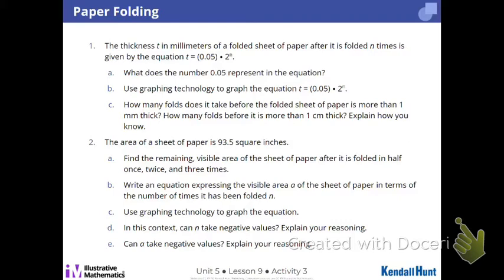Let's do this, guys. Who can tell me what the 500ths represents? Maddie? So starting thickness, right?